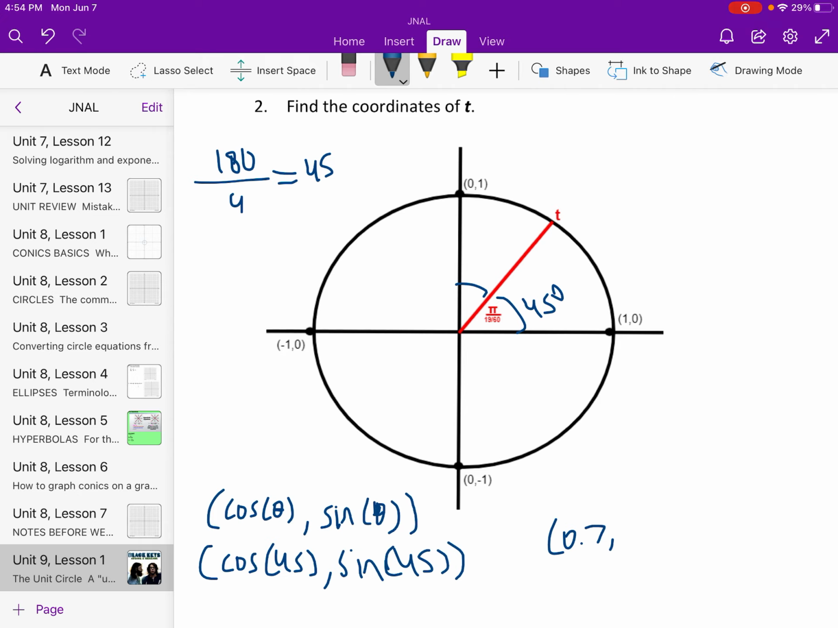Sine of 45 is, oh, actually, that's about the same thing. It is the same thing. Interesting. Oh, well, that's just our trigonometry rules. That makes sense, actually. That's not really something I'm going to talk about because that's not an Algebra 2 topic, but they are the same because it's 45. Alright, so that's our coordinates of t.